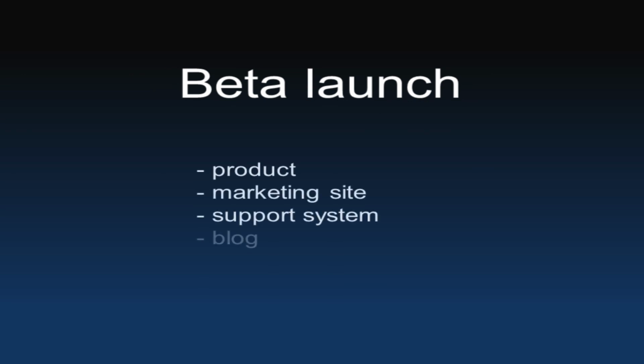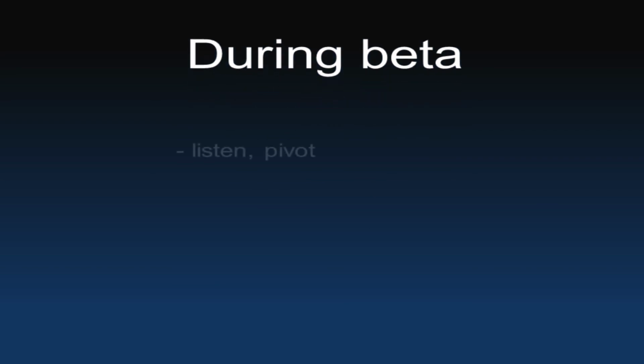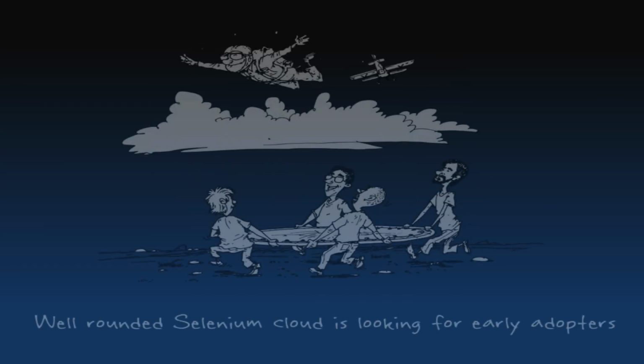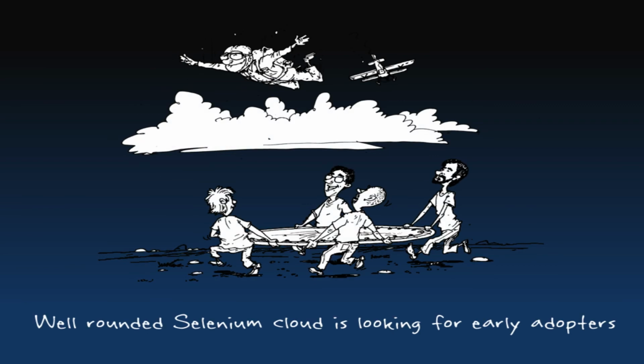Where are we now? We are ready to launch our beta, and we have a solid product, marketing site and support system integrated into our product, and an answers portal where clients can seek answers to questions they might want answered. During the beta, we are going to listen for feedback and improve our system. We need to connect the payments gateway and launch the forum and ideas portal where clients can suggest and vote for improvements. Thank you for your attention, and we are delighted to invite you to test Nerrvana.